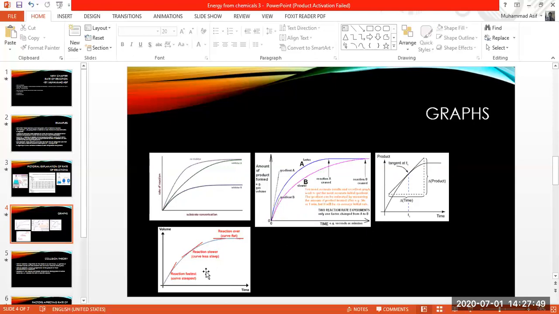Now, this graph is also indicating that initially the rate of reaction will be fast, and as time passes, the rate of reaction will become slower and slower, and finally when it becomes horizontal, the reaction will stop. In some cases, initially the rate of reaction is slow, but after some time it becomes fast. This is because in some chemical reactions, the product formed acts as a catalyst for the reaction, and then the speed of reaction becomes fast.